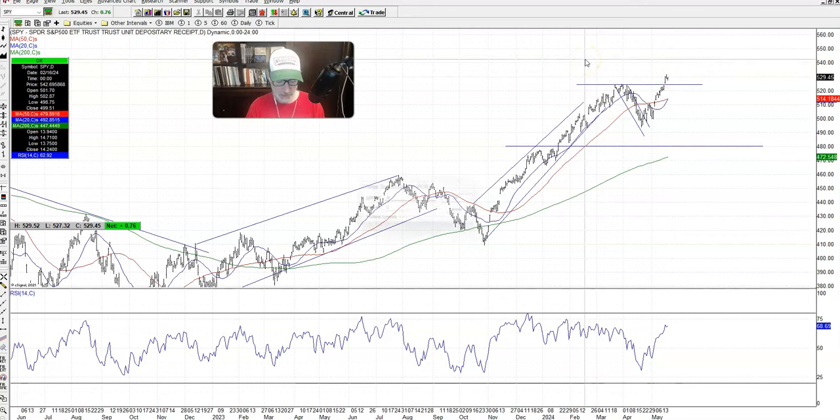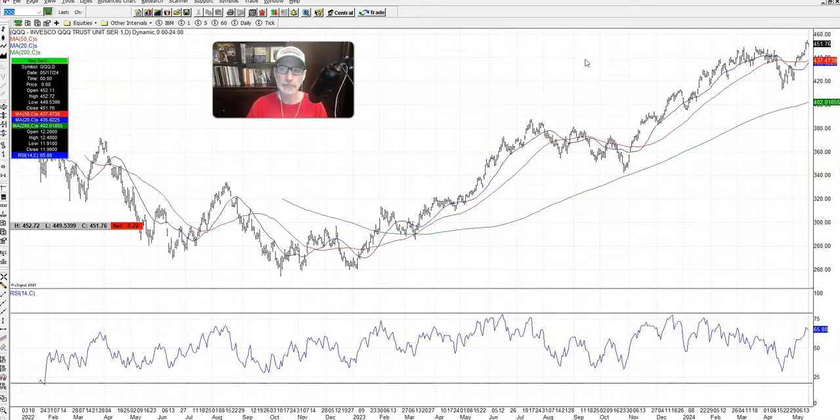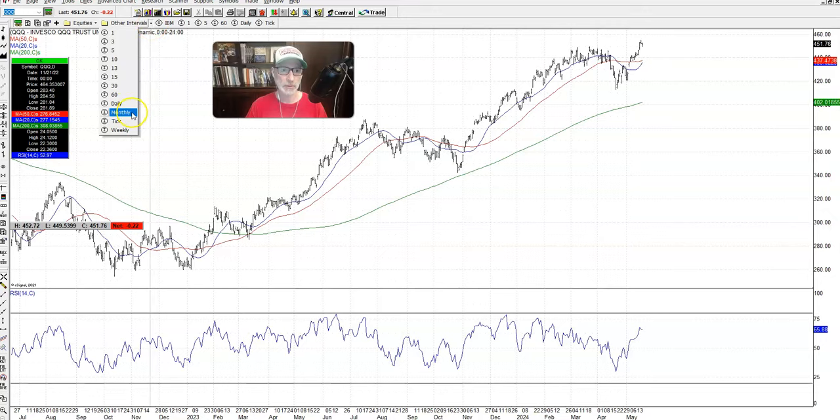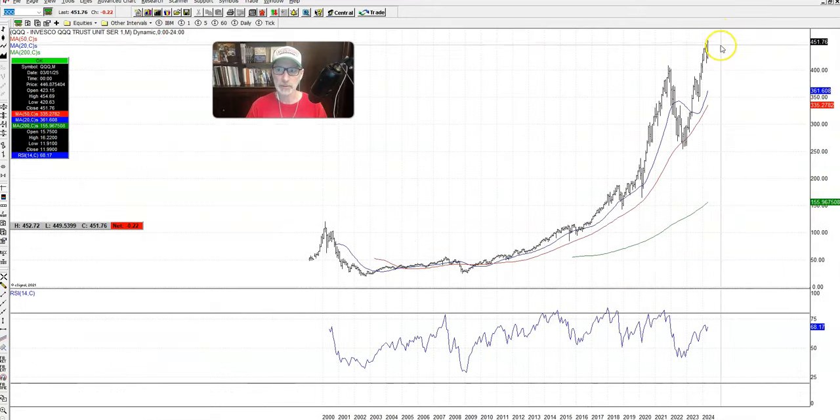All right, let's look at the NASDAQ. We go to the triple Qs. NASDAQ also all-time new highs, and we can pull back to the monthly chart, which will give us the longer range. So you can see right here, all-time new highs just made last week.